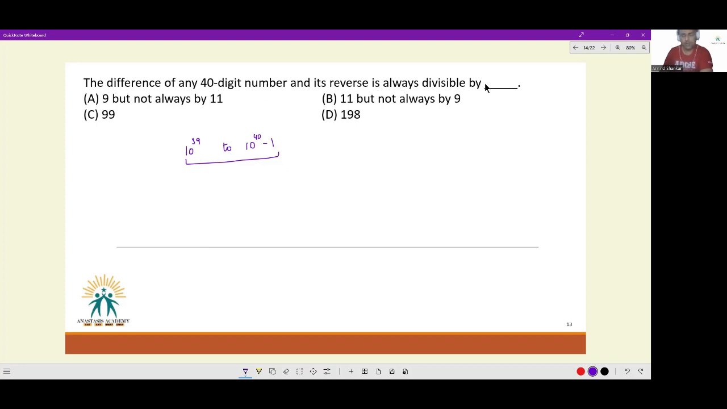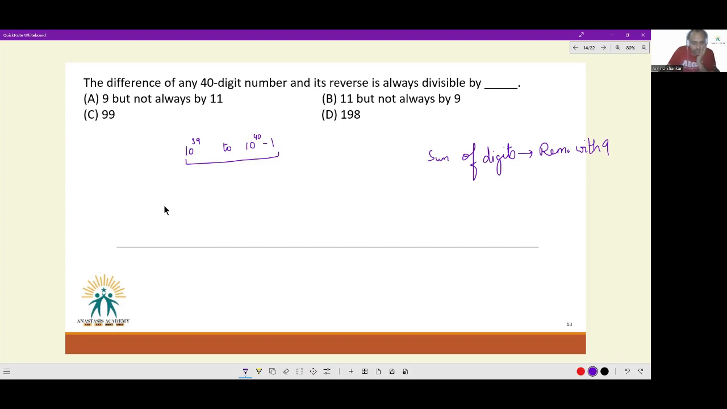Now, the difference of a 40-digit number and its reverse is always divisible by... Can I say, this is more related to remainder's idea, sum of digits gives me the remainder with 9. So for any number, if I take that number and I take its reverse, whether it's a 40-digit number, a 50-digit number, a 2-digit number, an 8-digit number, doesn't matter, can you see the sum of digits doesn't change? So remainder with 9 doesn't change. If I find the difference between them, the difference will always be divisible by 9.